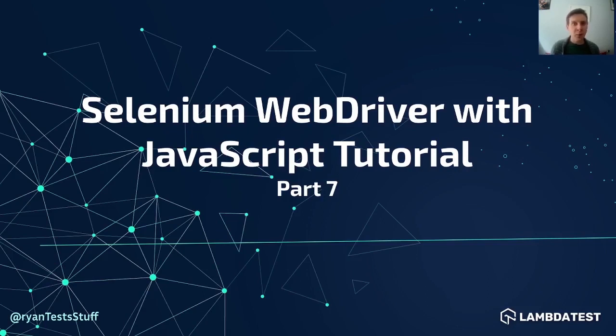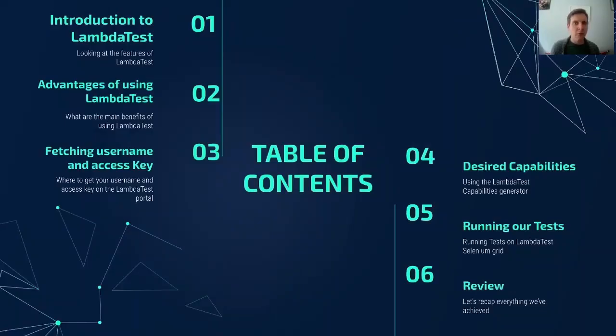Now, before we update any of our tests, we'll first take a moment to introduce ourselves to Lambda Test and look at what the key features of Lambda Test are. Secondly, we'll explore some of the advantages of using Lambda Test. Then we'll have a look at the Lambda Test portal and understand where we can get our username and access key from. We'll need to add these to our tests in order to run them.